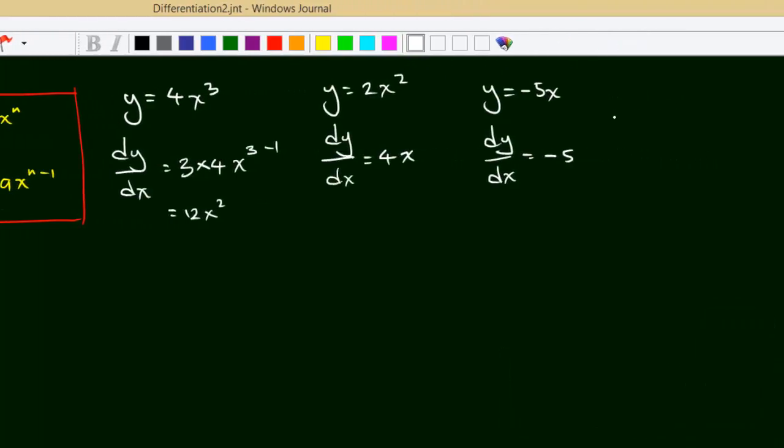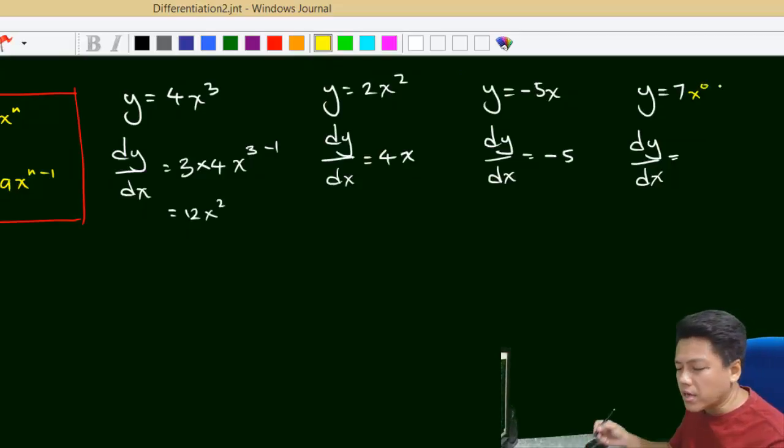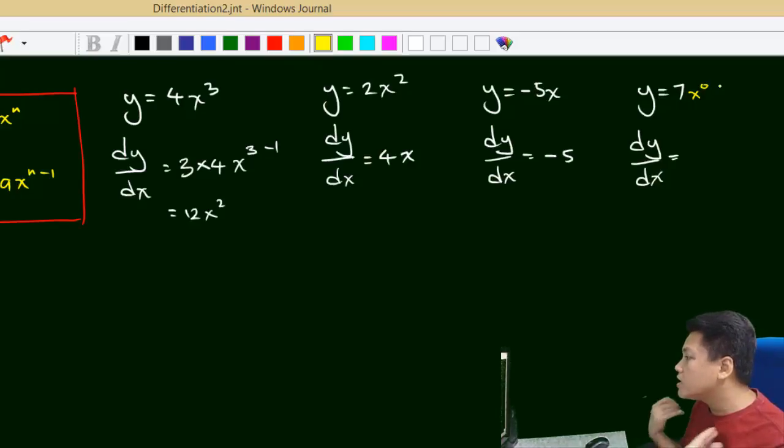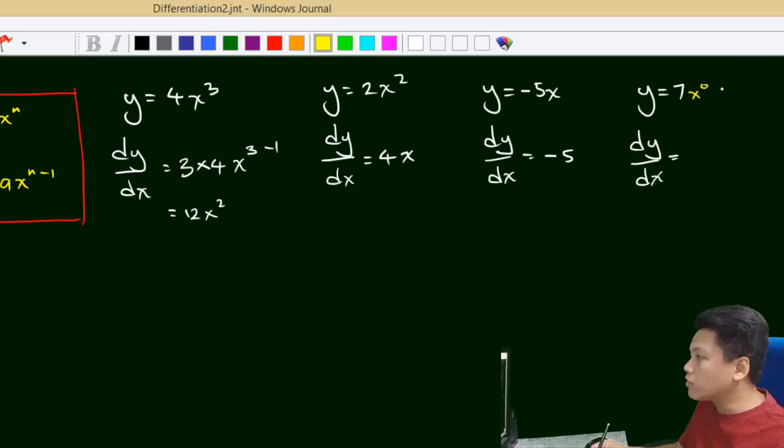Lastly, y equal to 7. Then dy/dx is equal to what? Now 7 with nothing there. Can we just imagine there is an x to the power of 0? Because x to the power of 0 is 1 anyway. So let's just put it there. According to the formula, n is equal to 0. Then n needs to multiply with a, which is 7. Then 0 times 7 becomes 0. So the final answer is 0. It's nothing.